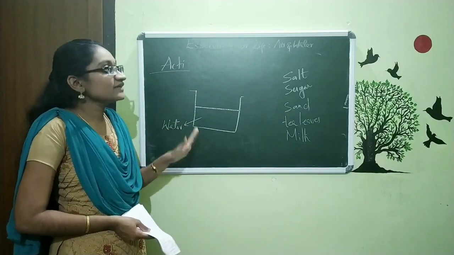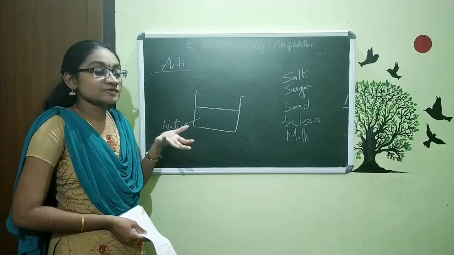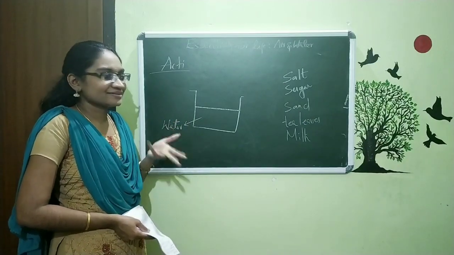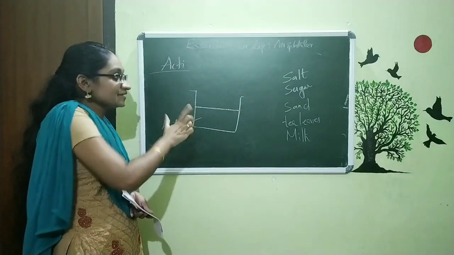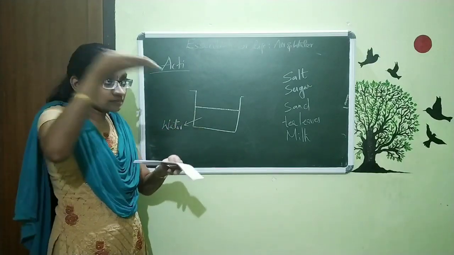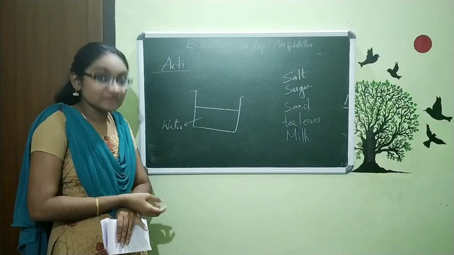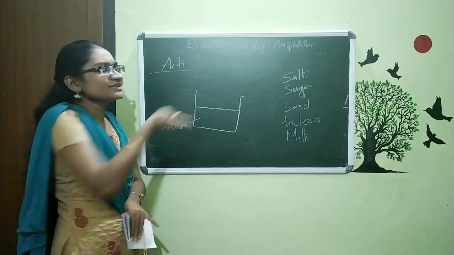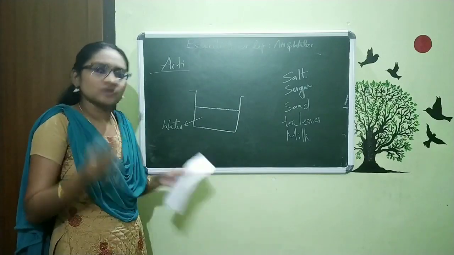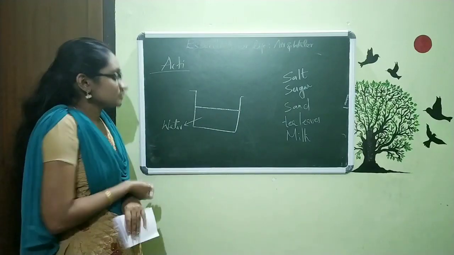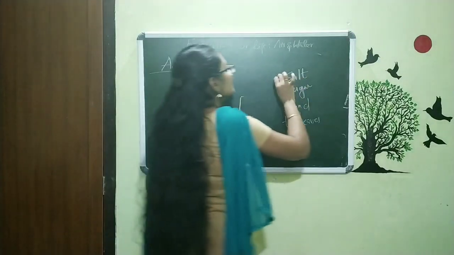Then I will strain this using a strainer. What does strainer mean? That means filtration. I take that mixture and transfer it through a strainer and check whether the substance is getting deposited on the strainer or not. That is my experiment. So first I am taking salt.